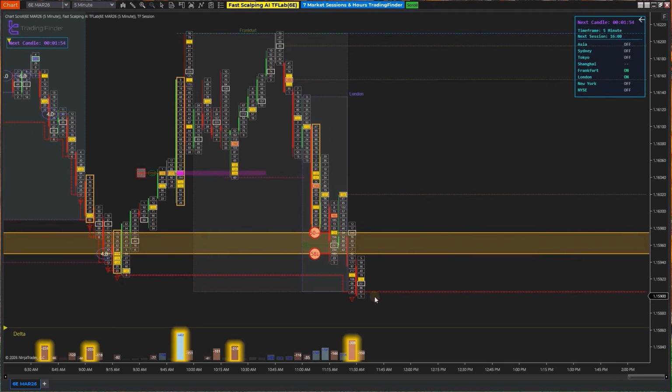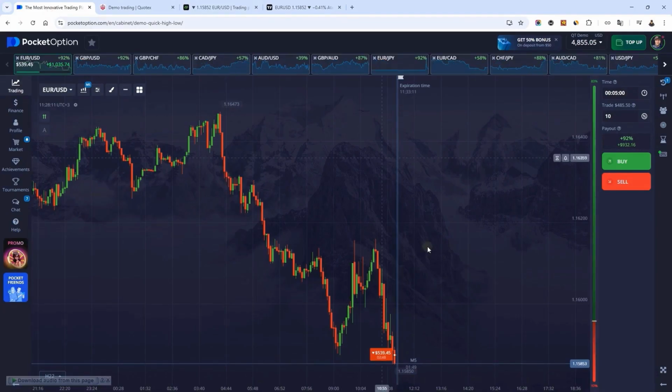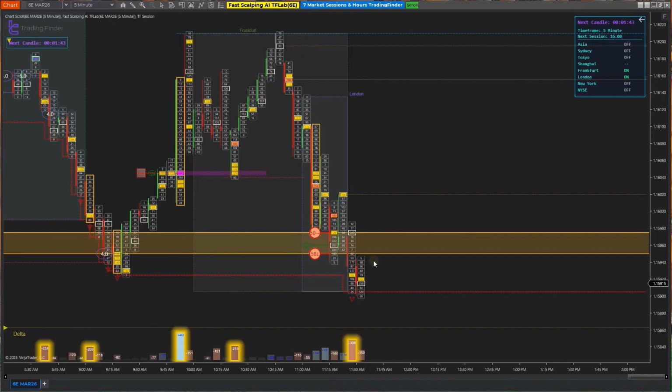Right now, the price is clearly breaking through the lower support level, so let's take a close look and see exactly how much of our trade is actually left. In 2 minutes and 40 seconds, our trade will be closed.